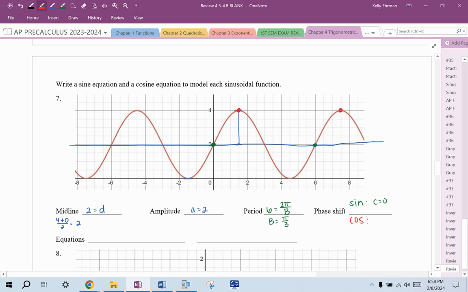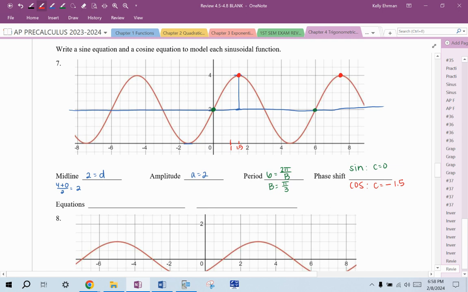So I'm just looking at the cosine curve that starts here, ends here. So I've got to figure out where that is. So if this is 2, this is 1, and this is 1.5. So the cosine curve has been shifted to the right, so minus 1.5. And once you have A, B, C, and D, you have enough to write the equations.